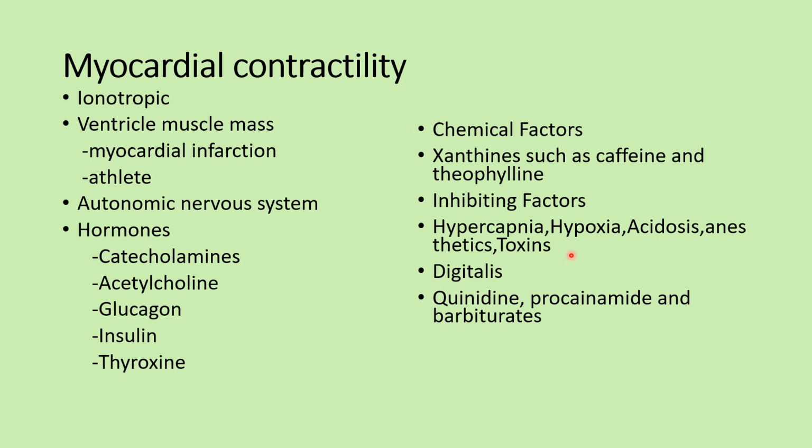And among the drugs, digitalis increases the myocardial contractility by inhibiting the sodium potassium pump. So inside the myocardial cell, the sodium concentration is higher. Due to the increased sodium concentration inside the cell, the sodium calcium exchanger is not acting, so the calcium level inside the myocardium is higher. It increases the myocardial contractility. Quinidine, procainamide, and barbiturates inhibit the myocardial contractility.